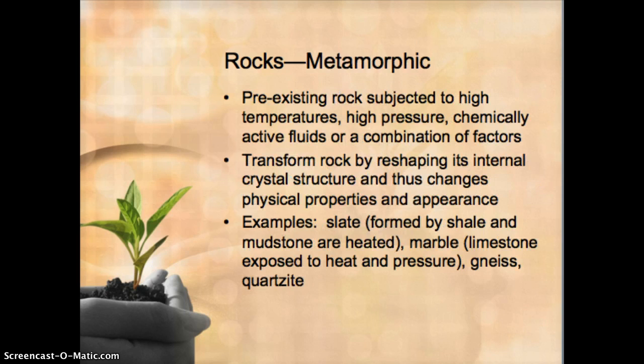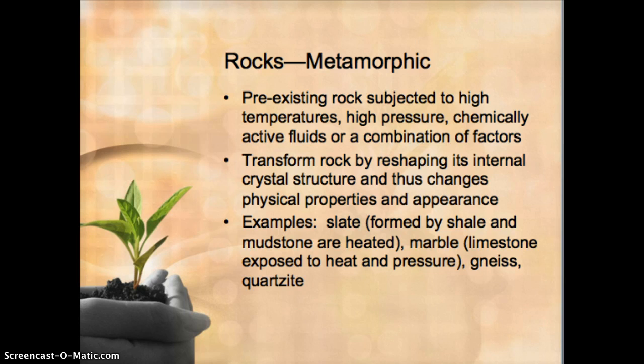The third type are metamorphic, and here you have pre-existing rocks, either igneous or sedimentary, subjected to high temperatures, pressures, maybe some chemical activity, or a combination of things. The rock is then transformed, and it actually reshapes its internal structure. Whenever that internal structure gets reshaped, that changes the physical properties and oftentimes the appearance of the rock itself. An example would be slate, which is formed whenever shale and a type of material called mudstone are heated together. So whenever shale gets warm and has this additional mudstone, you get slate being formed.